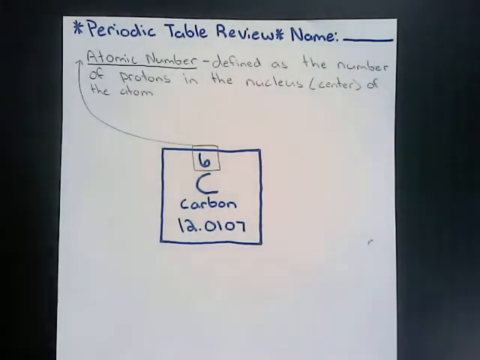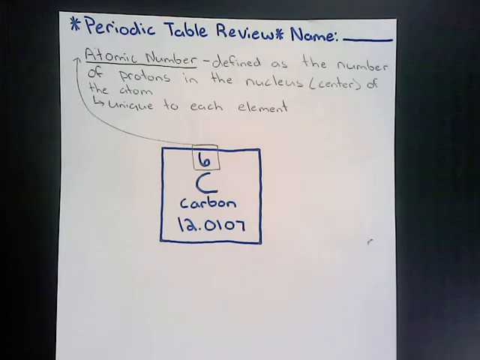Now, this atomic number is unique to each and every element. And the other thing to note here is that in a neutral atom, meaning a non-charged atom, the number of protons is equal to the number of electrons. So that means until I tell you we're working with ions, the atomic number will equal the number of protons and electrons.